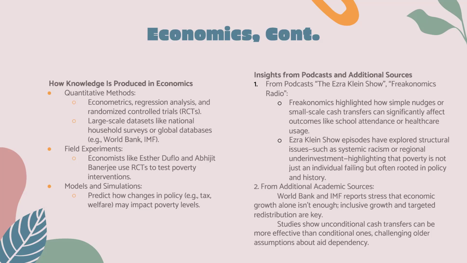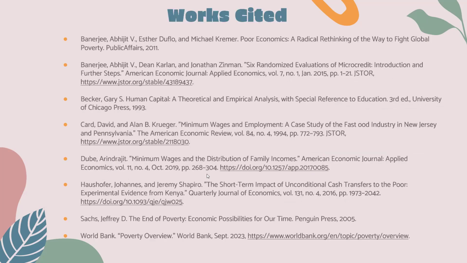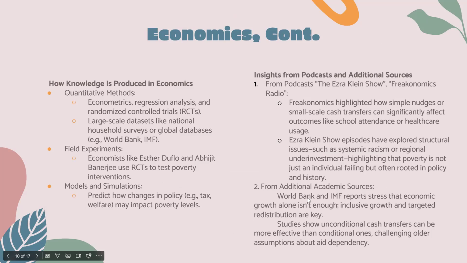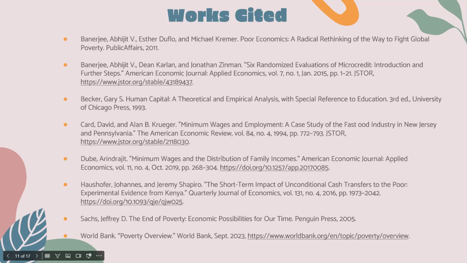Some other additional sources, as I mentioned earlier, are the World Bank and IMF reports, which stress that economic growth alone isn't enough. Inclusive growth and targeted redistribution are key. Studies also show that unconditional cash transfers can be more effective than conditional ones, challenging older assumptions about aid dependency. And listed here, I have all of my references and works cited.